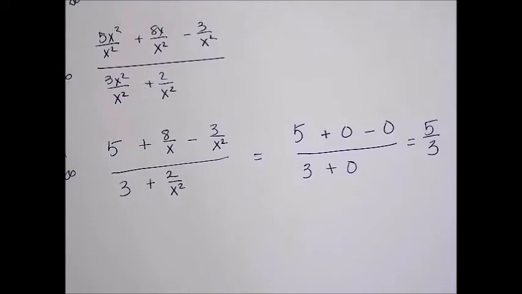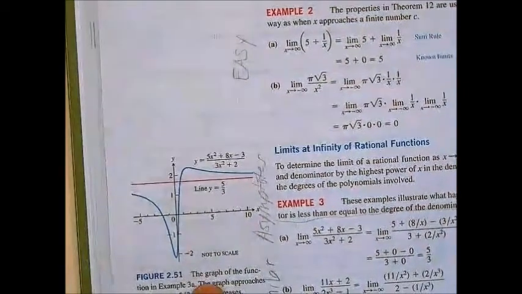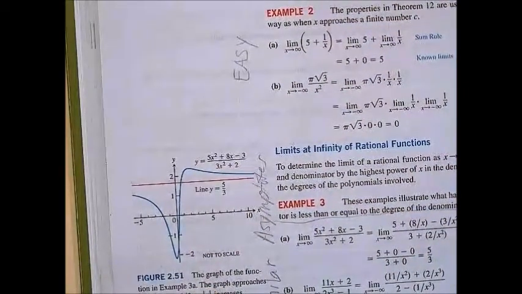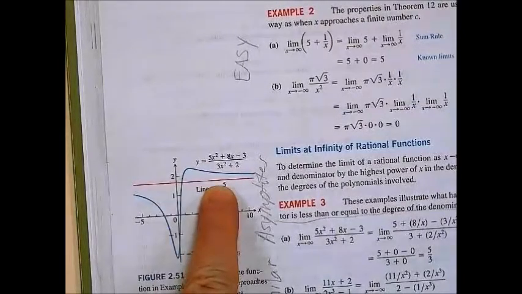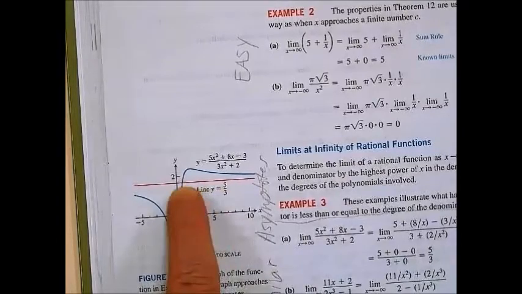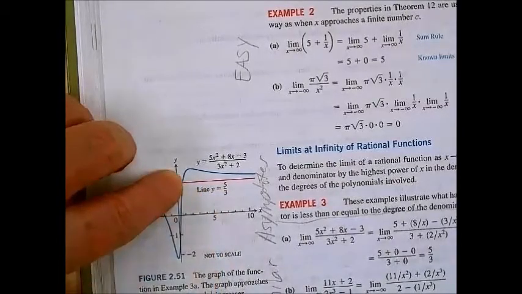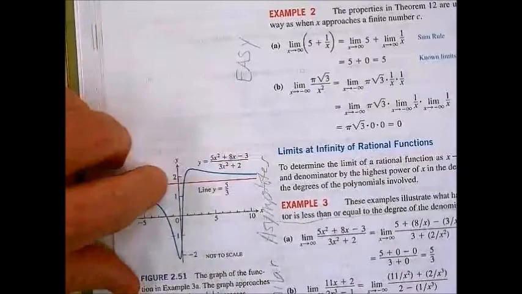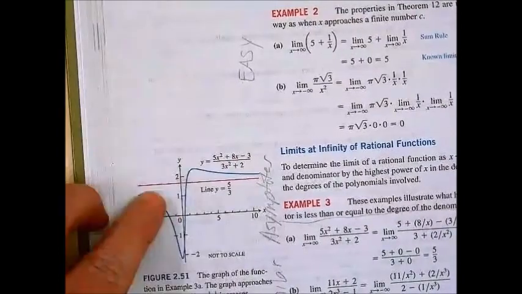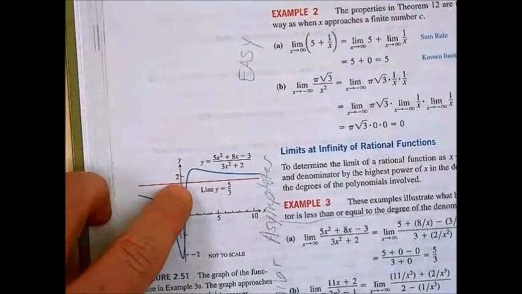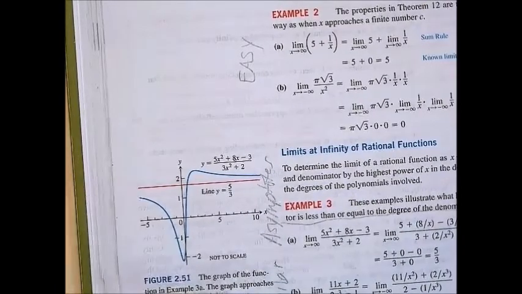Now, in your book, on page 88, I'm going to show that to you real quick. I'm going to look at this picture here. The graph of the function here approaches the line y equals 5/3. That's the red line right there. On the positive side, it's going to approach it. On the negative side, it's going to approach it. It's going to cross the line right there. It's going to happen sometimes.